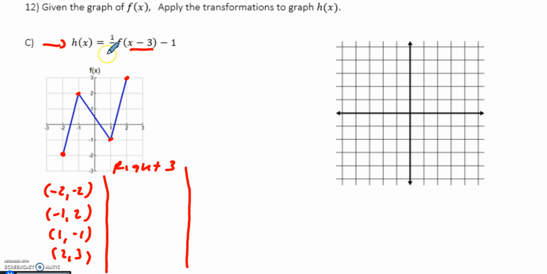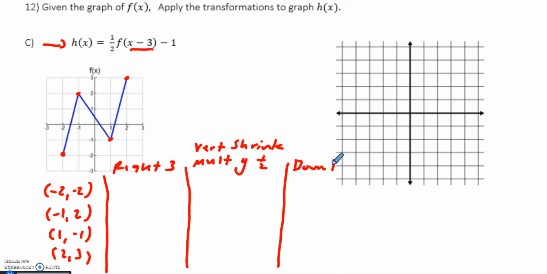So this 1/2 is really a vertical shrink. But what we're really doing is multiplying the y values by 1/2. And then the last thing we're doing is the -1, which means that we're going down 1 unit. And so we're going to base everything based on these points here.